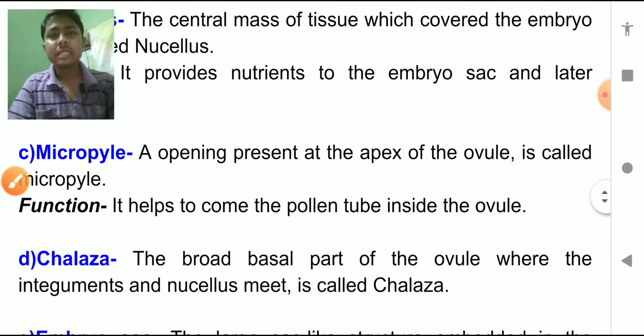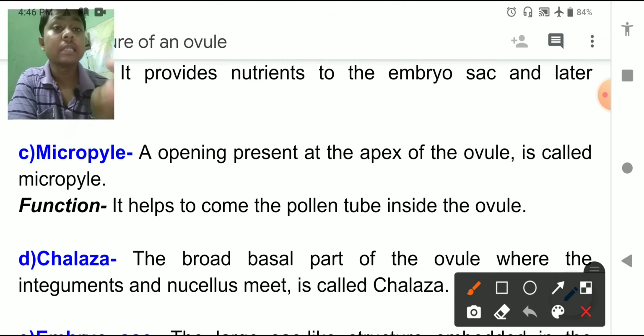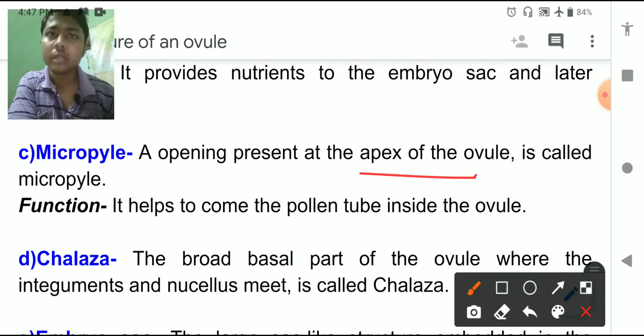Now we discuss the micropyle. What is the micropyle? Basically, it is a pore-like structure, present at the apex of an ovule. Its function is to help the pollen tube or pollen grain enter inside the ovule.